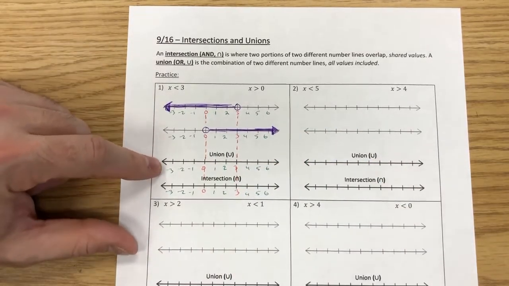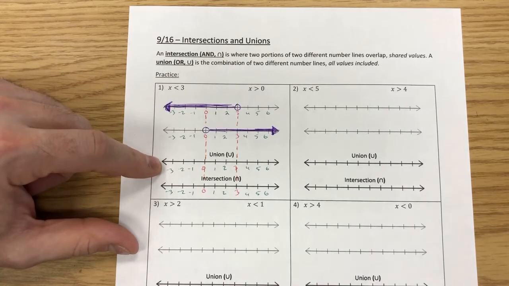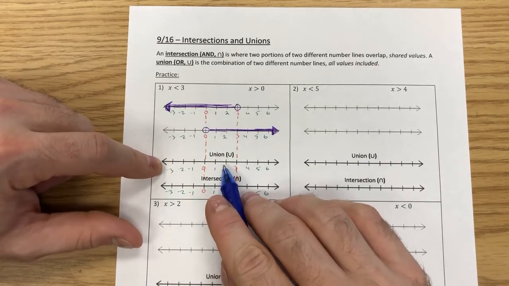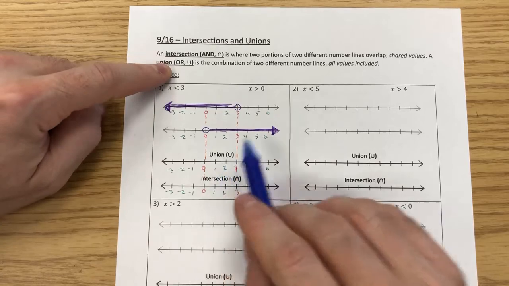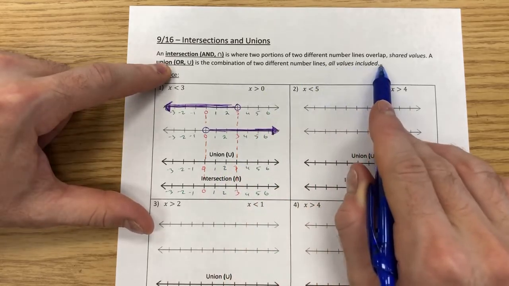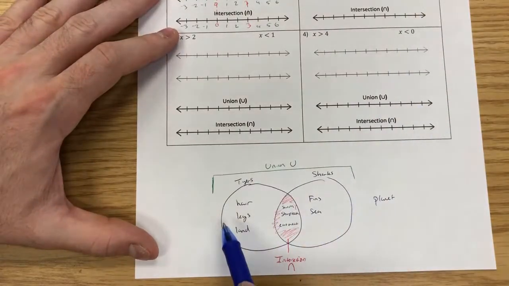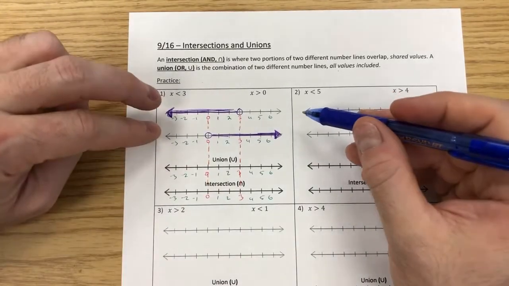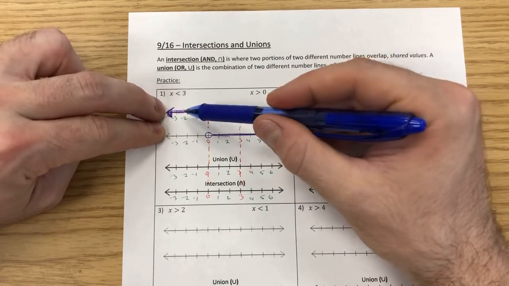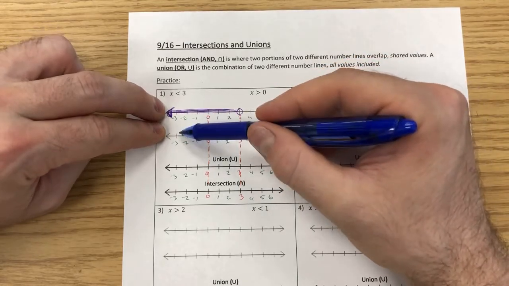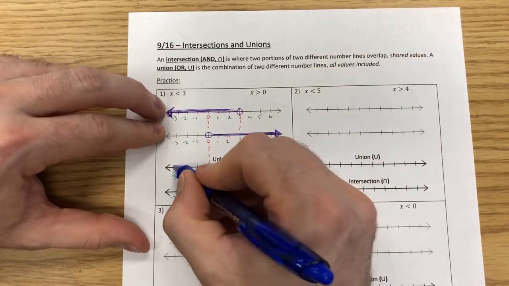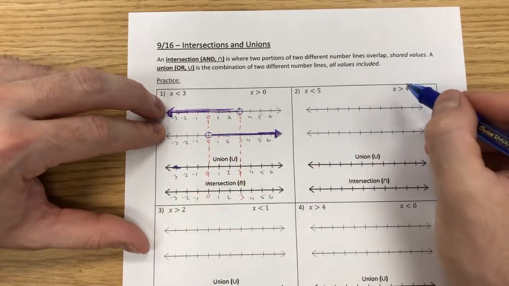And so what we're going to have to ask ourselves is, with a union, it says all values included. Remember, the union was any possible trait in our Venn diagram. So if I look at both these graphs, does one of the graphs have a -3 on it? Yes, the top one does. So guess what? I'm including -3.